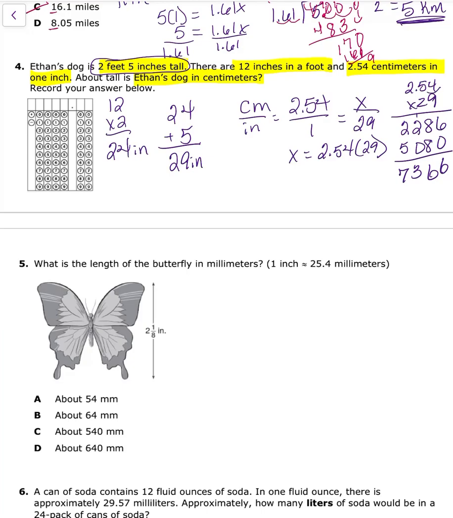Move our decimal. So x is 73 and 66/100 centimeters. And go ahead and put that in your griddable. This one's pretty easy because you just go straight.